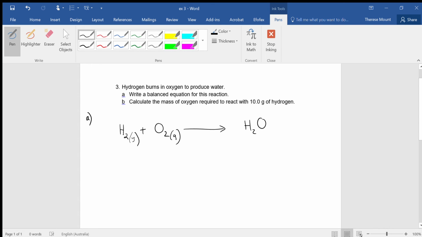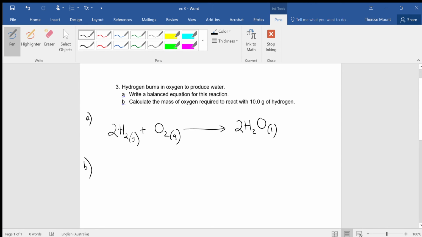I need to add a 2 there. Now I've got 4 hydrogen, so I need to add a 2 there. Okay, so that's balanced. Now B, calculate the mass of oxygen required to react with 10 grams of hydrogen.